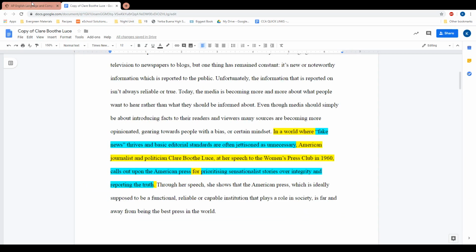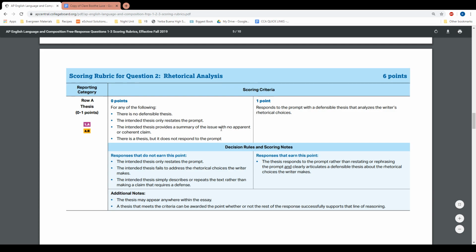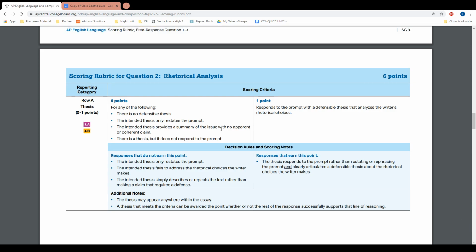One, the student sample, and the rubric here. So first point, we're looking at thesis. I'm not really going to look at the left side because the left side is things that you don't want to do, but let's look at the goods and also the additional notes on the bottom. So when it comes to the thesis, we have to consider if you respond to the prompt with a defensible thesis that analyzes the writer's rhetorical choices.